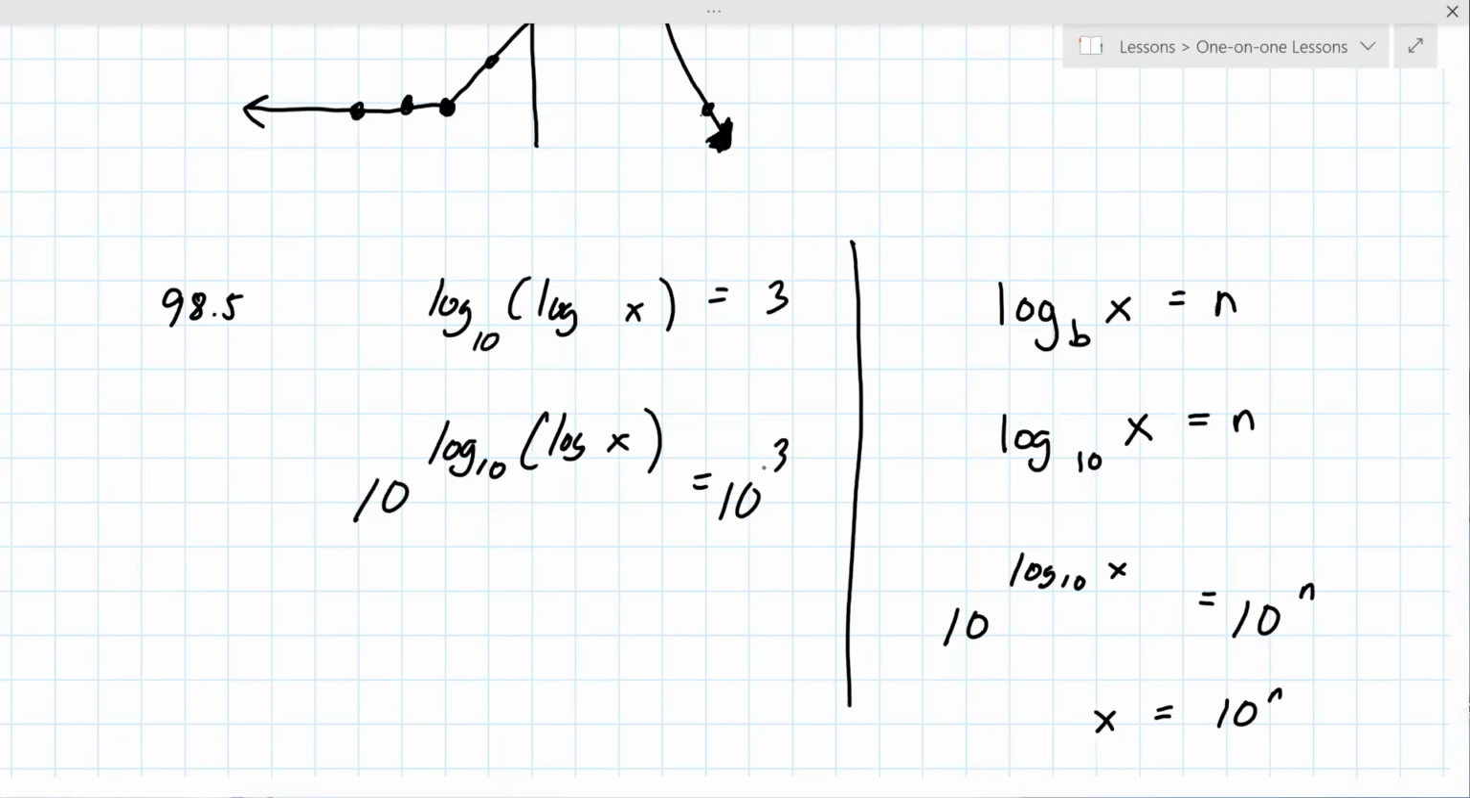Okay, so notice that undoes this part over here. So it just becomes log x equals 10 cubed. Now, do you know what 10 cubed is? It's 10 times 10 times 10, which is 1,000.